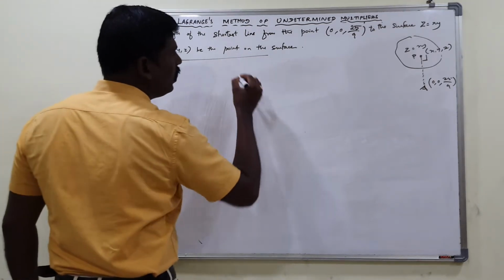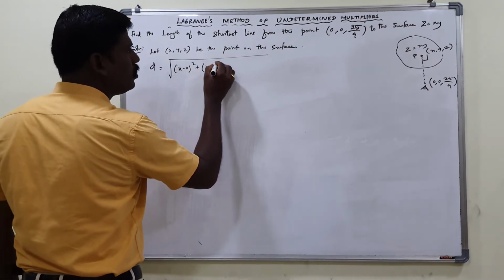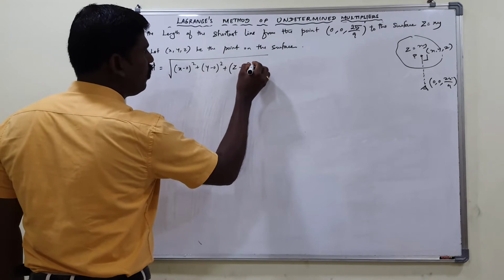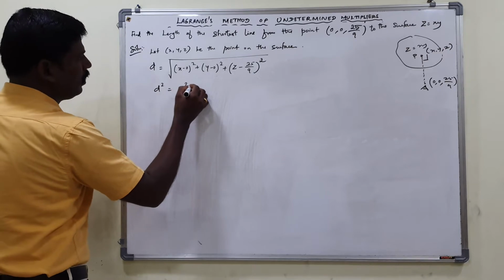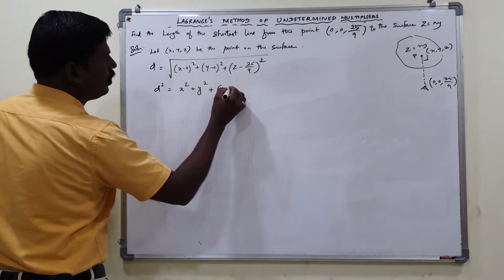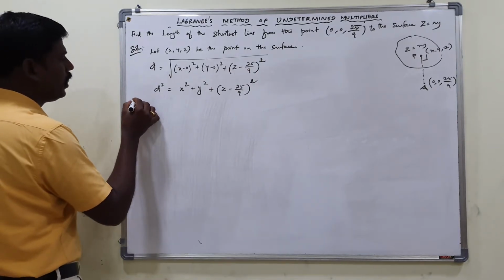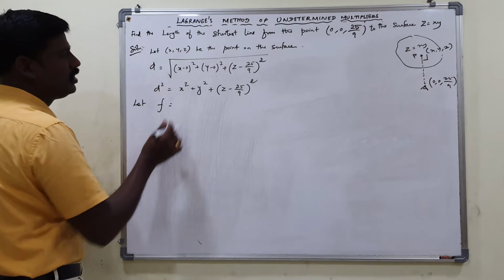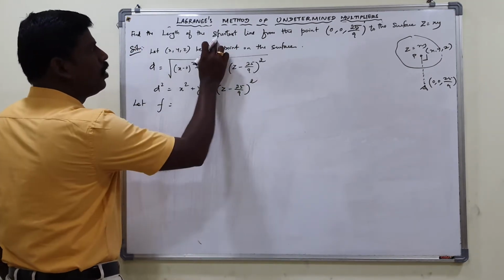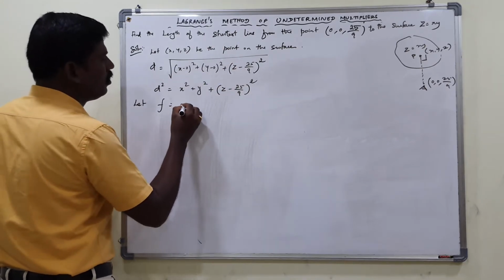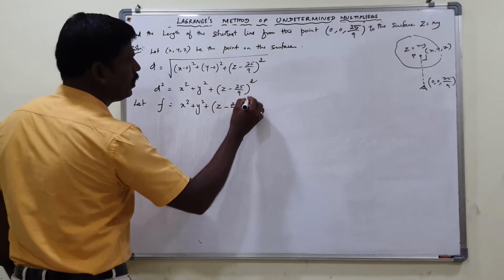So applying the distance between the 2 points: x minus 0 the whole square plus y minus 0 the whole square plus z minus 25 by 9 the whole square. Squaring on both sides, d square is equal to x square plus y square plus z minus 25 by 9 the whole square, right? So I am taking this function as f. This is the shortest distance function. That's why I am taking the given function as f. I am going to find out the minimum value of f.